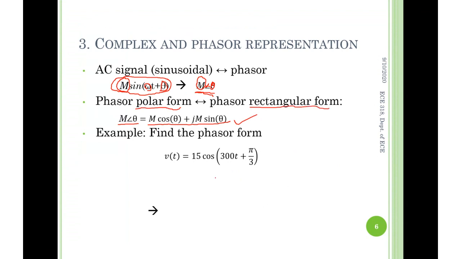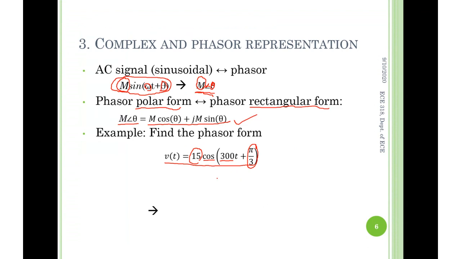And a little exercise here: find a phasor form. The given here is 15 as the magnitude, 300 is omega, the angular frequency, and pi over 3 is the phase angle. Very clear. However, this is not sine, but cosine. To be honest, if you convert the cosine to the phasor directly, that's fine too.